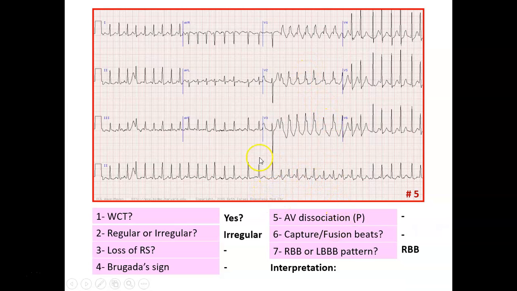So this looks like an irregular tachycardia, narrow complexes, and in some places it's wide complexes. So we will say if we just focus on V1, it's a wide complex tachycardia, irregular, no P wave, with right bundle branch block. So this is your atrial fibrillation with right bundle branch block.